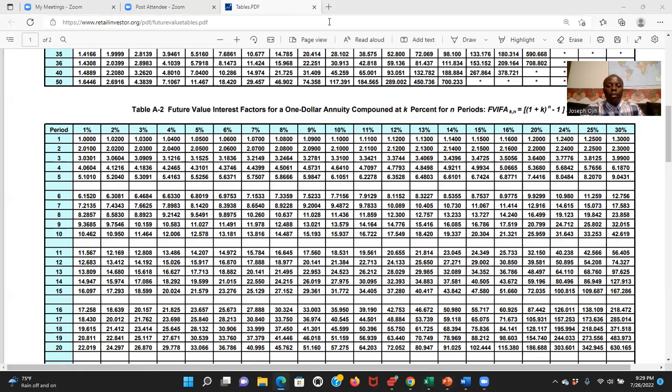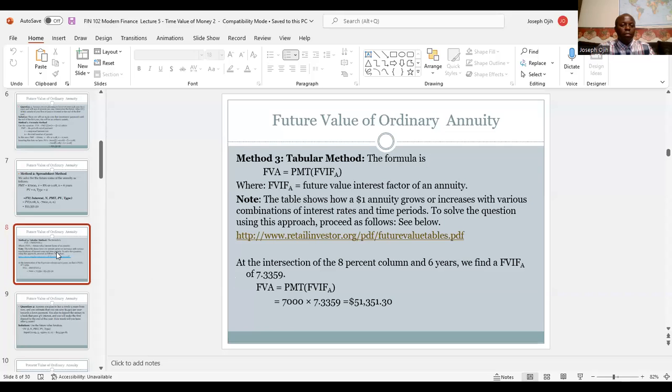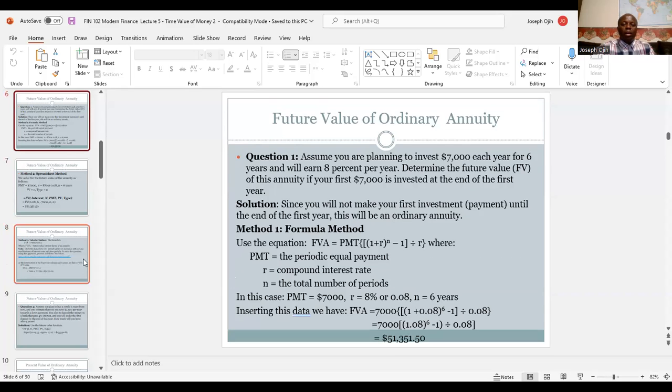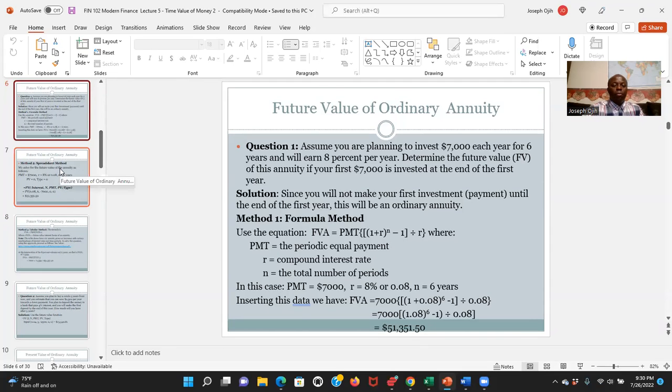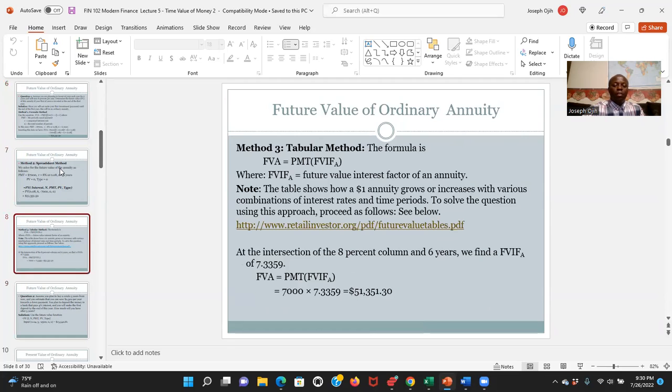Using the table method, I'm taking you back to the question. Remember, the question was: assume that you are planning to invest $7,000. The amount is 7,000. Payments, how much you will pay to the insurance company or whatever company has the annuity: $7,000. Number of periods is 6 years, and rate is 8%. So that is the information you need before you go to the table. Don't forget that the formula is the future value of the annuity equals the payment times the future value interest factor.